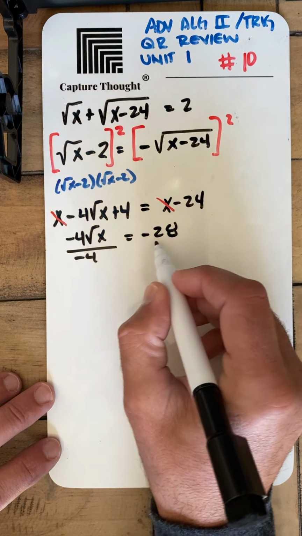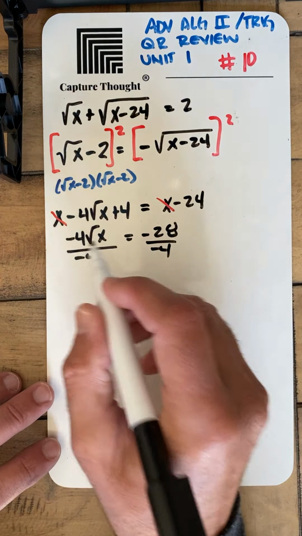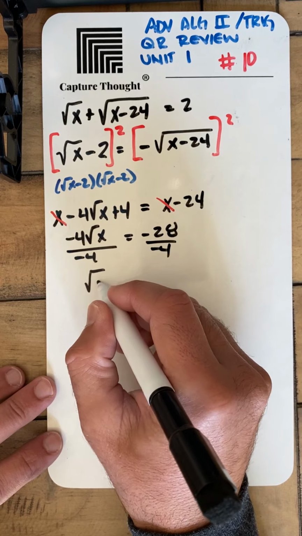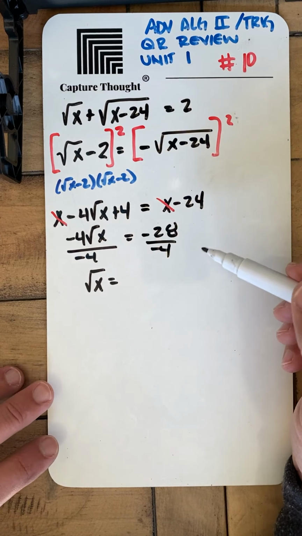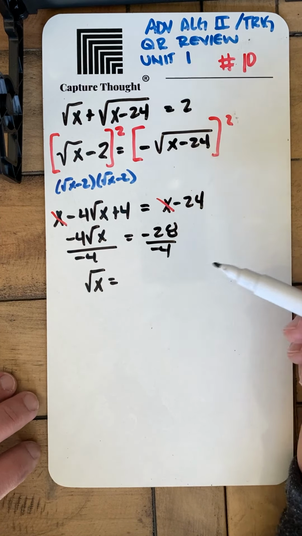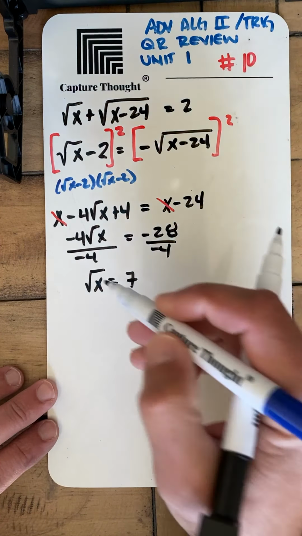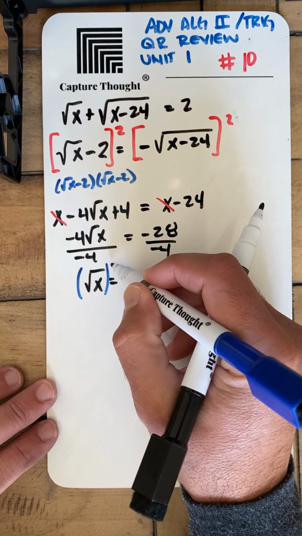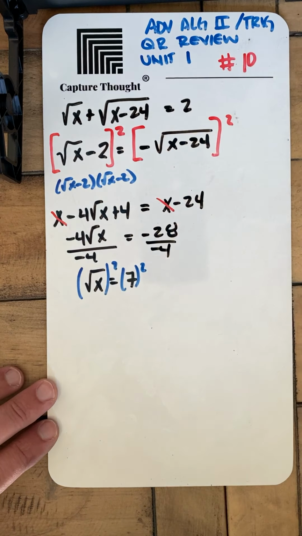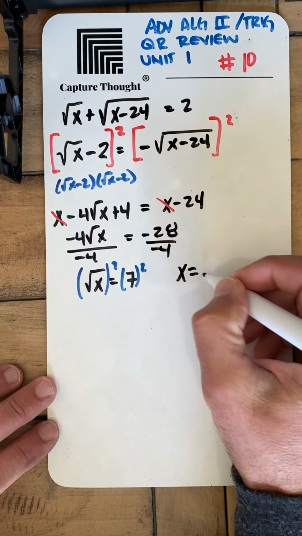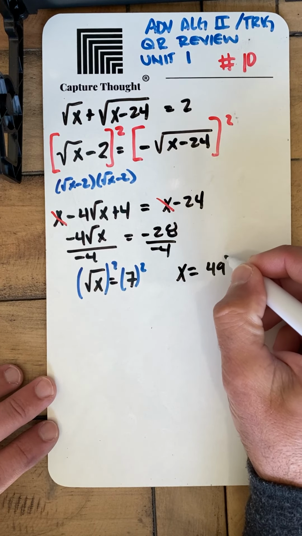If I divide both sides by negative 4, because remember I'm trying to get x by itself, I would get the square root of x is equal to negative 28 divided by negative 4, which is a positive 7. And then of course from here, to get x by itself, I would then square both sides. So I would get that x is equal to 49.